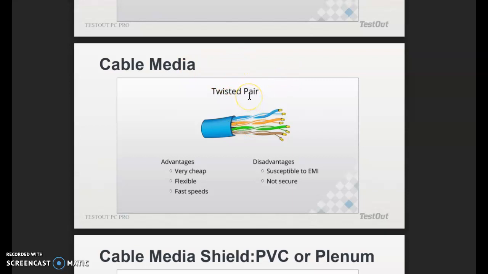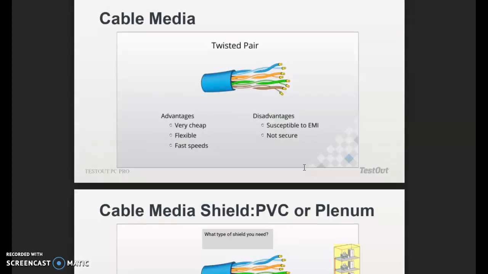The advantages of twisted pair are that it's very cheap, flexible, and fast. That's why we use it all around our networking. The disadvantage is that it's very susceptible to EMI and not secure.